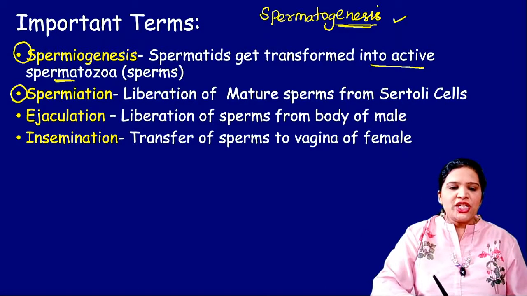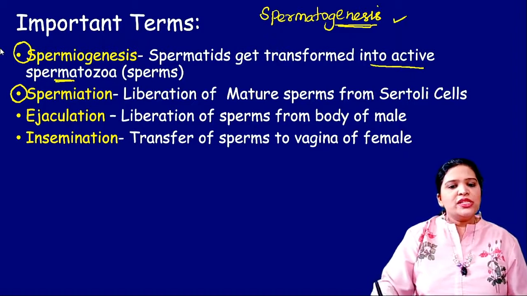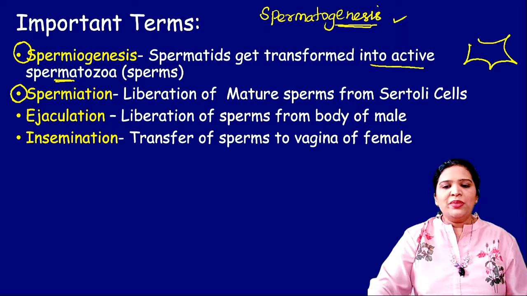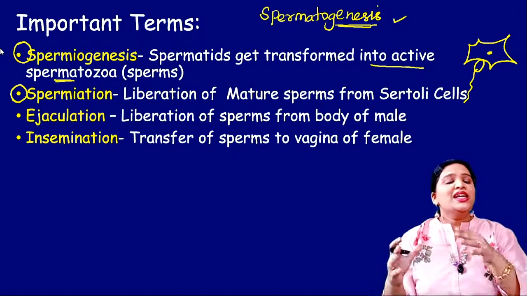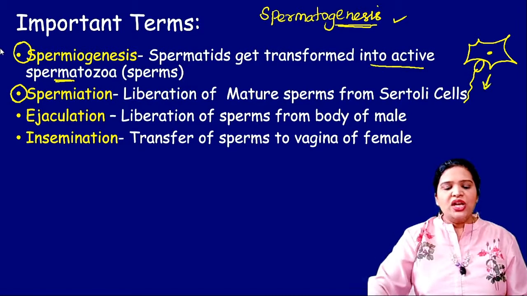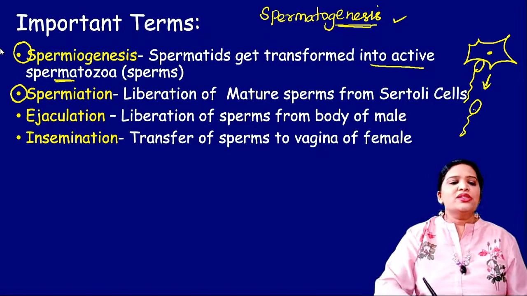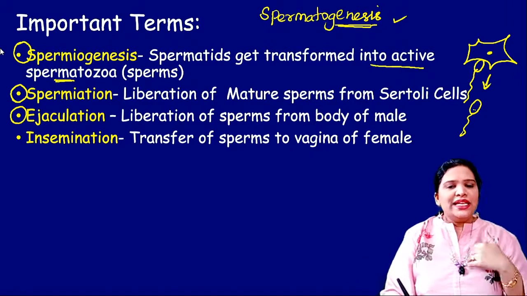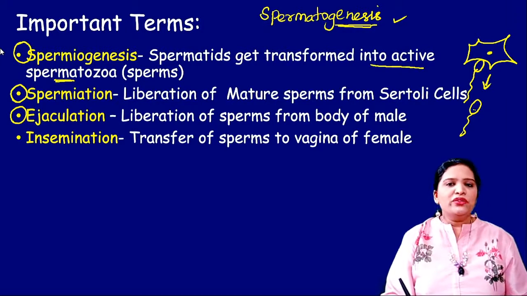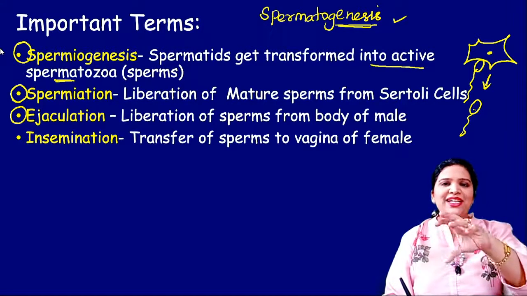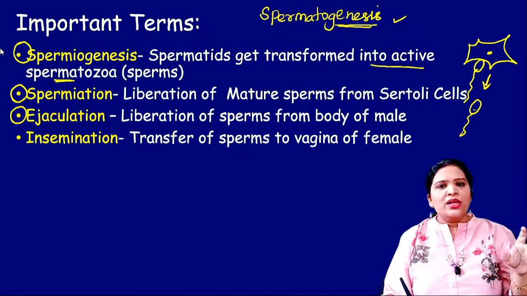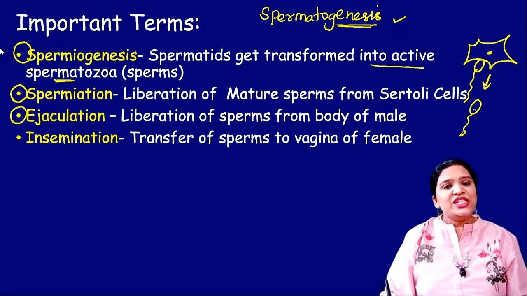What is spermiation? The liberation of mature sperms from the Sertoli cells. Till the sperm gets matured, the head is attached in the cytoplasm of the Sertoli cells. So they get detached and come out. This process is called spermiation. What is ejaculation? The liberation of the sperms from the body of the male. Sperms are produced, get collected in the vasa deferentia and come out through the penis. This process is called ejaculation.